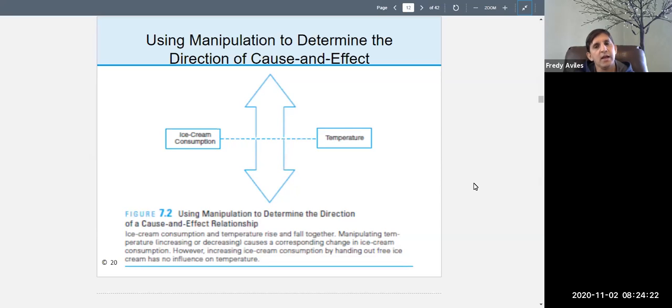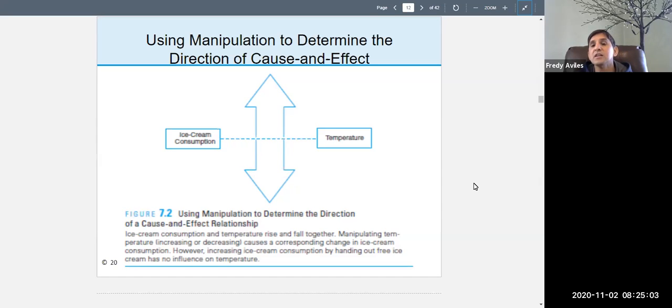Now, we can try to do the experiment the other way, perhaps. We can vary the amount of ice cream consumption. We can give a lot of ice cream to some people, and very little or maybe no ice cream to other people, and then see if it causes a change in temperature in the room. And when we do that, we will probably find that eating ice cream is not going to cause the temperature to go up in the room. It'll probably cause the temperature to go up or down in your body, but it will not affect the temperature in the room. So eating ice cream will not cause a decrease or an increase in the temperature in the room. It doesn't make sense that way.